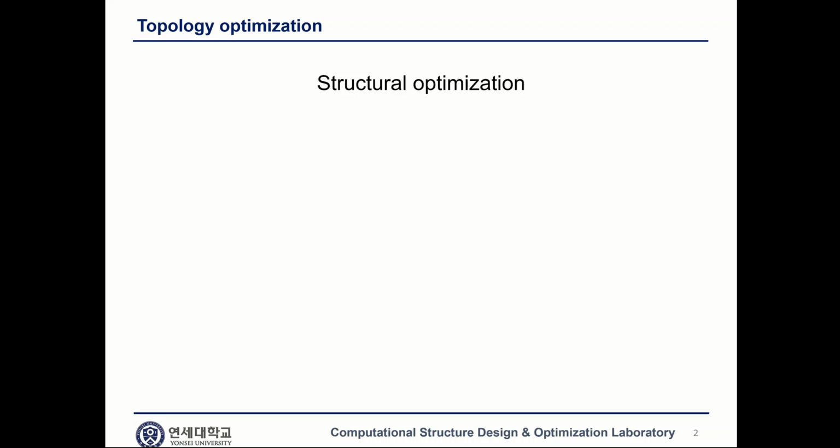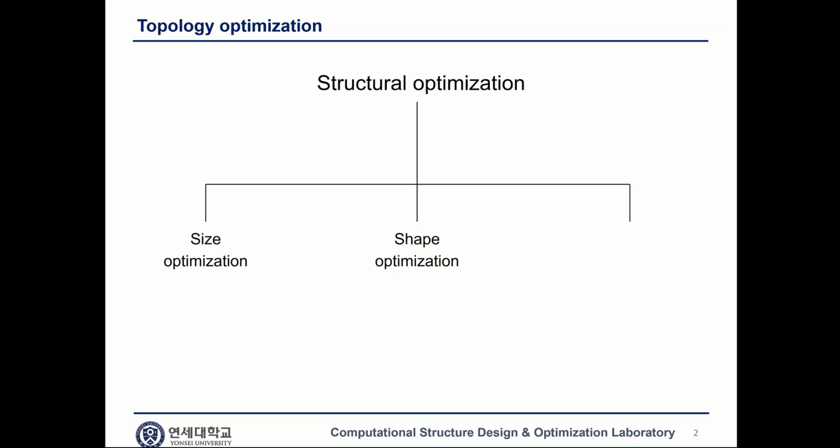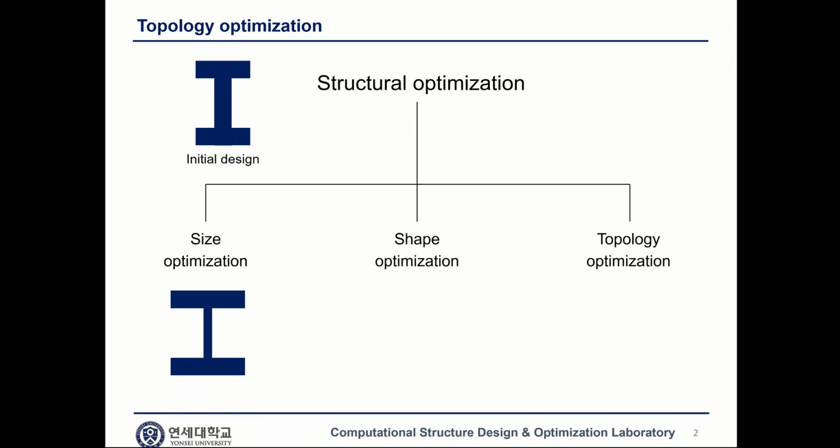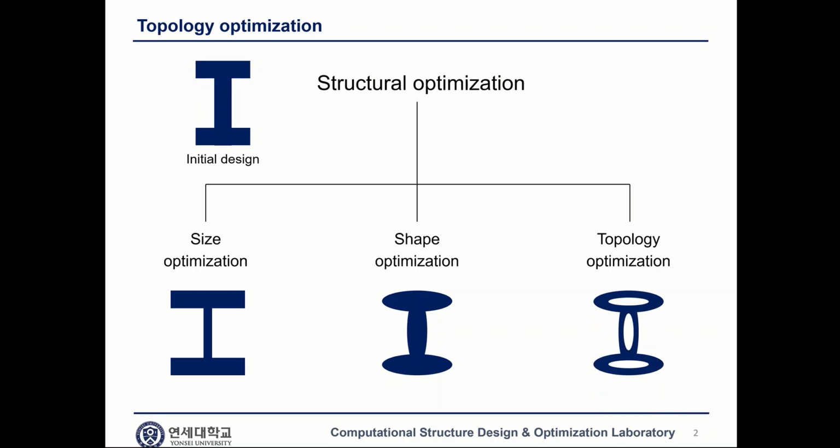Structure optimization can be classified into three categories: size optimization, shape optimization, and topology optimization. From the initial design, size optimization allows size changes such as the length of an edge, however the overall shape cannot be changed. Shape optimization allows shape changes, however the topological properties are fixed. On the other hand, topology optimization allows the creation of holes while changing the outer shape of the structure. From now on, we will talk about topology optimization.